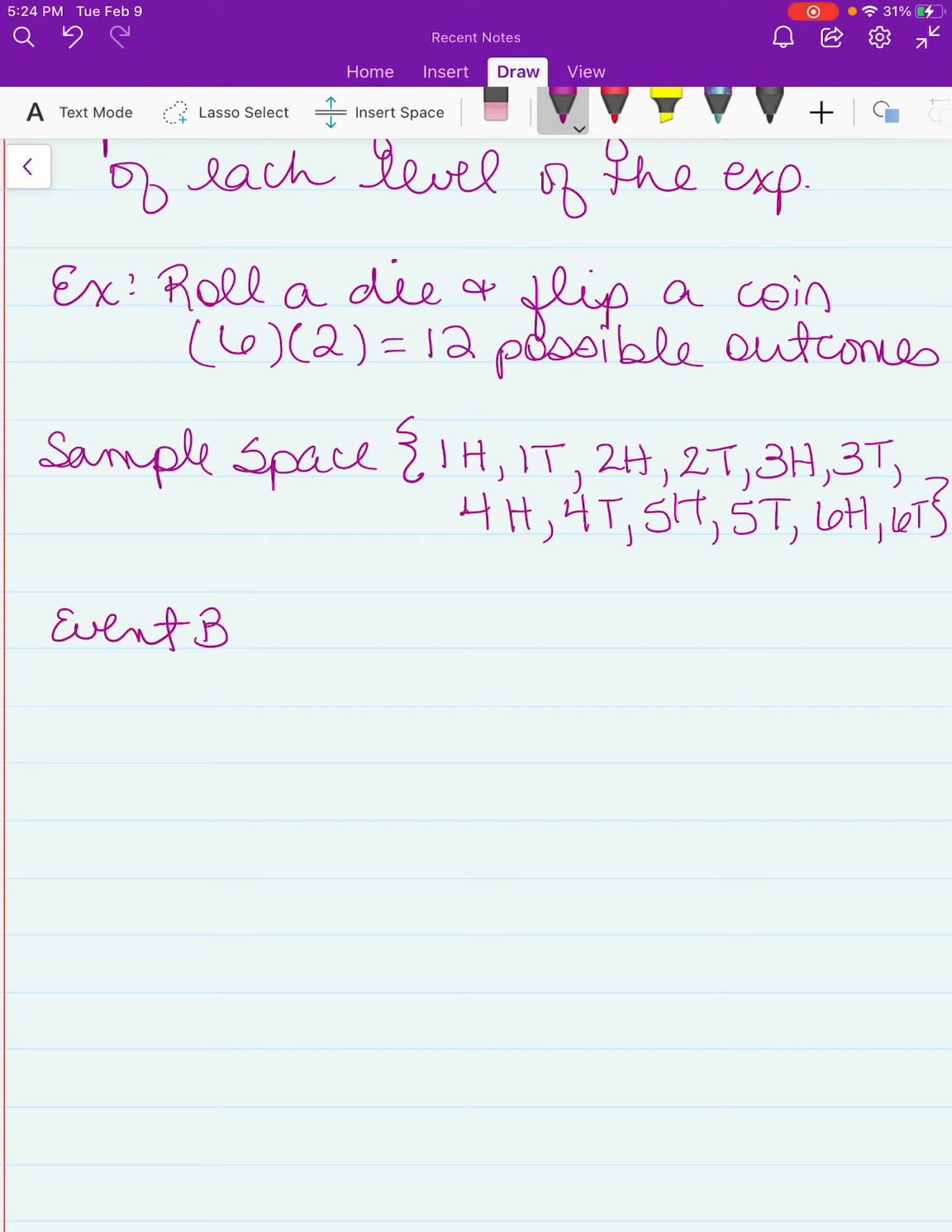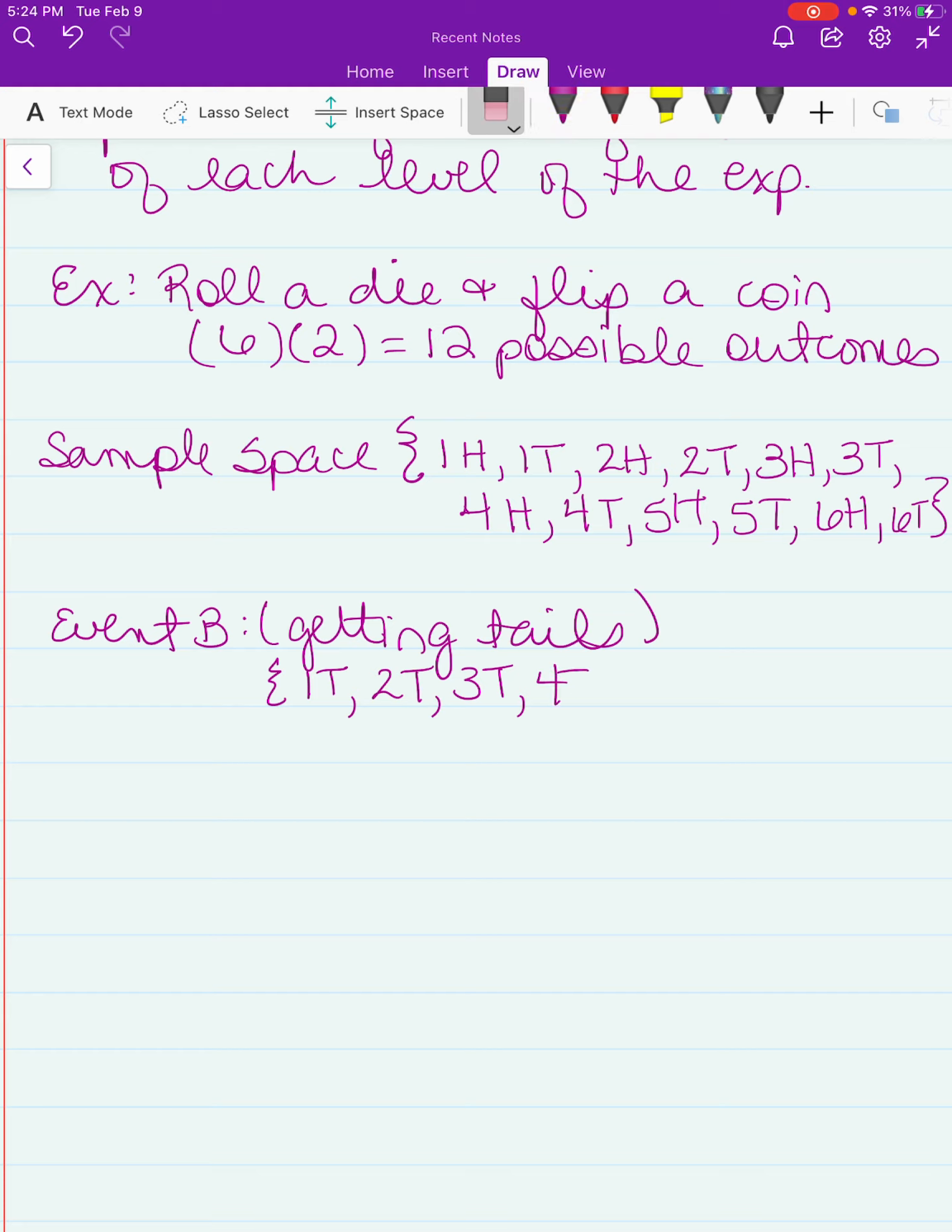Let's say my event that I want to define here is getting tails. Then that would be 1 in a tail, 2 in a tail, 3 in a tail, 4 in a tail, 5 in a tail, 6 in a tail. So I would have 6 possibilities out of my sample space that would be defined for that event. So that kind of gives you a breakdown of the difference between an experiment, an outcome of an experiment, the sample space, which is all the possible outcomes, and then an event, which would be a subset.